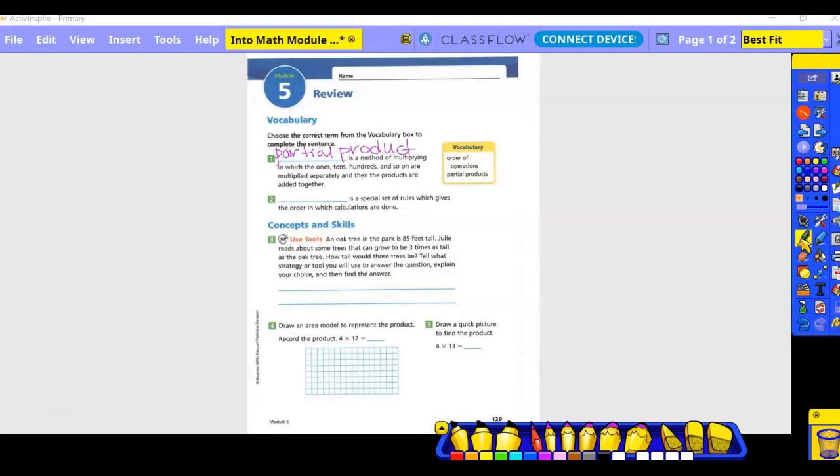Okay, order of operations is what you learned about yesterday, correct? Okay, so blank is a special set of rules which gives the order in which calculations are done. So you learned yesterday, when you see a problem, even if it has parentheses or brackets or things like that, then you're supposed to do this first. But if it doesn't, then you're supposed to do multiplication, division, then addition, subtraction, right? Okay, and then you can add those parentheses to help you determine what to do first. All right, so that would be order of operation.